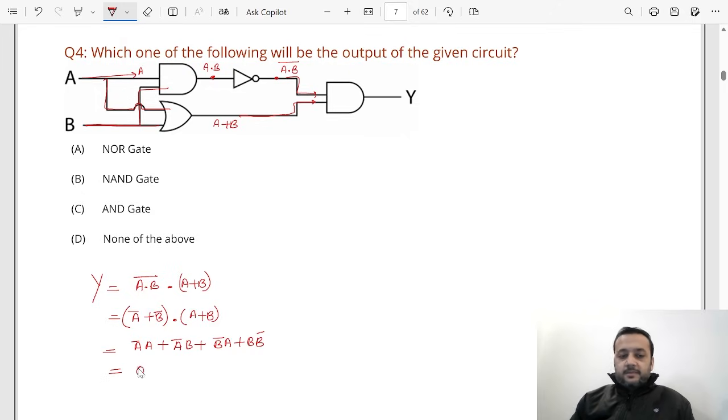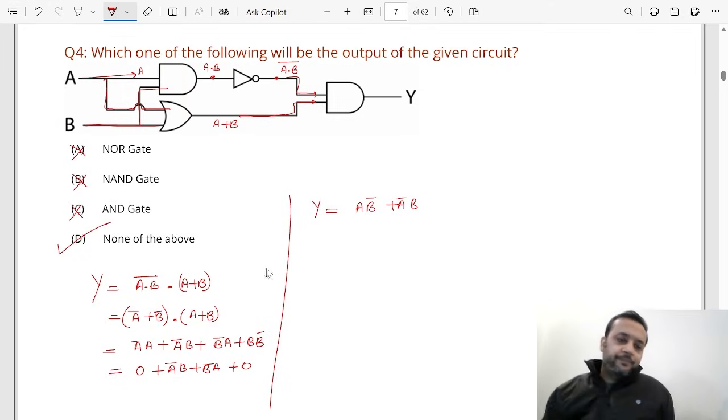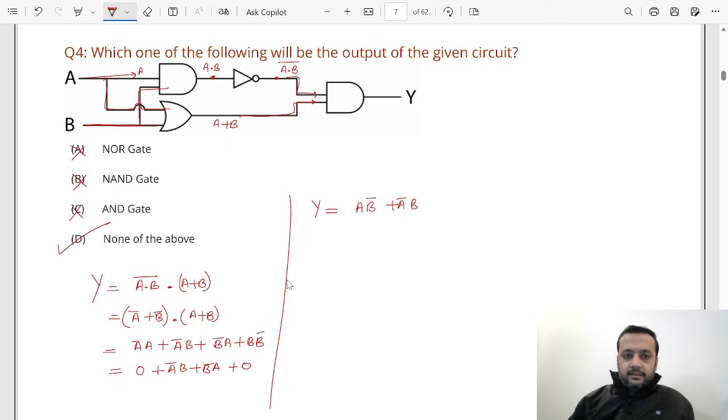Now A A bar will always be 0, because it's an identity. Similarly B B bar will also be 0. So eventually the value of the expression becomes A B bar plus A bar B, which is nothing but XOR gate. So in the given options, NOR is incorrect, NAND is incorrect, AND is incorrect. So it's actually XOR gate. So basically none of the above is the correct answer.